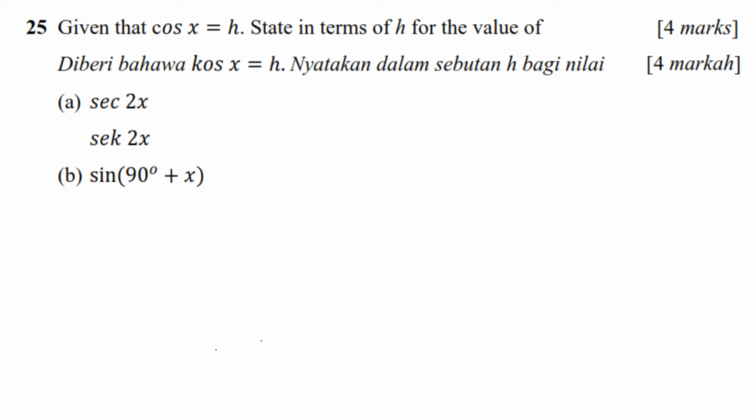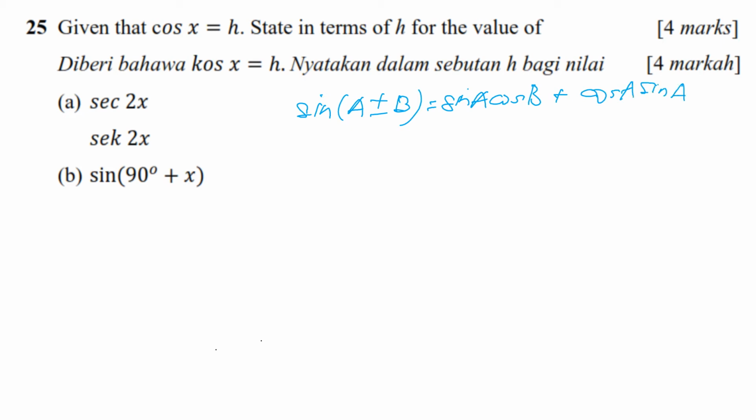Sine in the bracket 90 degrees plus x. So it was given in the formula. If you refer to the formula page, under trigonometry item 9, it was written as sine A plus minus B equals sine A cos B plus cos A sine B.